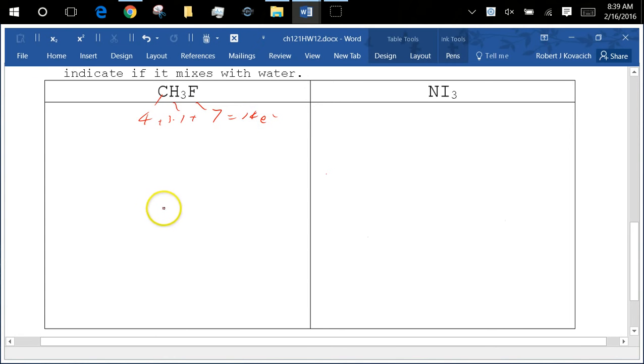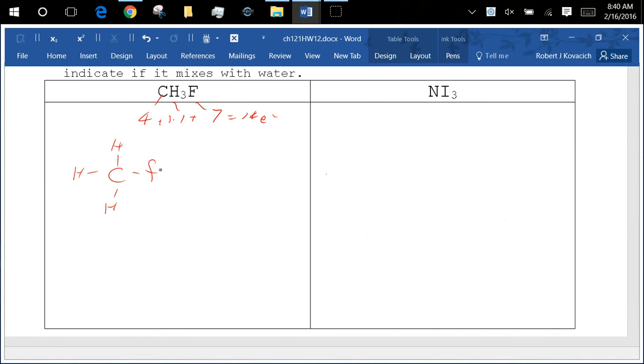So why am I going to put carbon in the middle? Because it can make the most bonds. Okay. I'll just throw some hydrogens around here, and then my fluorine on there. And I've used how many electrons? I have 6 left, which is good because the fluorine needs 6 more electrons.